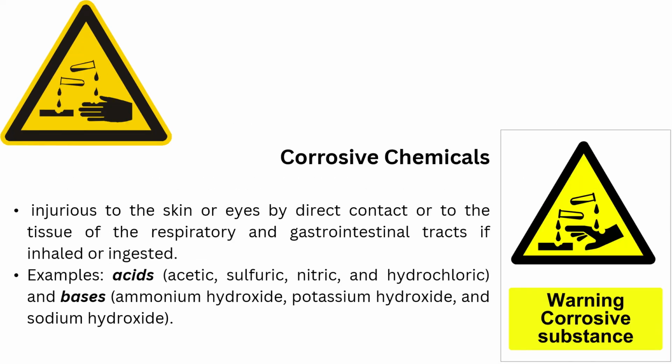For corrosive chemicals, these are injurious to the skin or eyes by direct contact or to the tissue of the respiratory and gastrointestinal tracts if inhaled or ingested. Typical examples include the acids: acetic, sulfuric, nitric, and hydrochloric. Also bases: ammonium hydroxide, potassium hydroxide, and sodium hydroxide. External exposures to concentrated corrosives can cause severe burns and require immediate flushing with copious amounts of clean water.